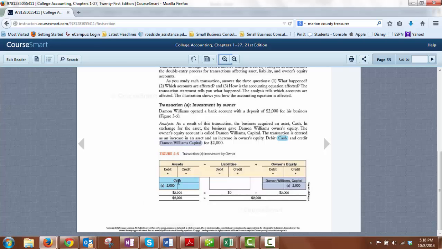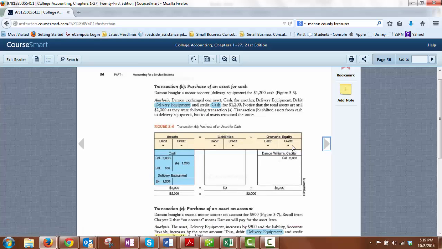So we have a debit for cash of $2,000 because we're going to increase our cash. We opened a bank account. We didn't have anything in it. Now we have $2,000 in it. And we're also going to have a credit of $2,000 to our capital. This is how much we've invested in our business so far, that $2,000. So you notice I have a credit and I have a debit, and they both equal one another.